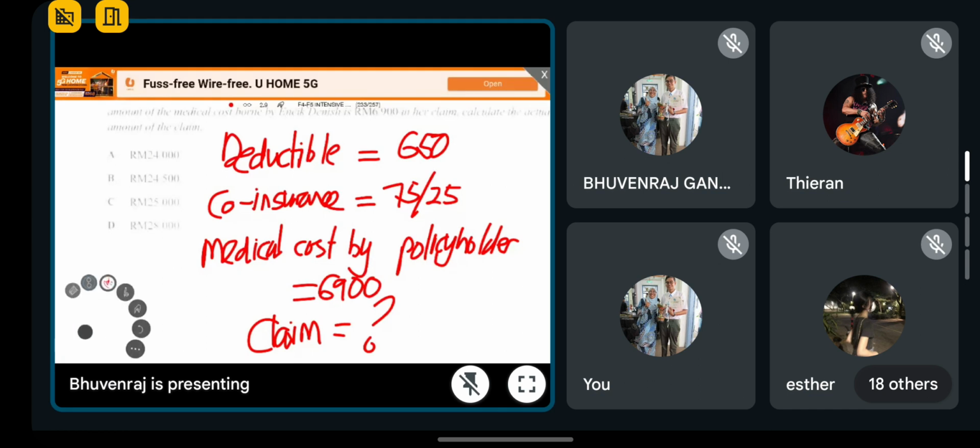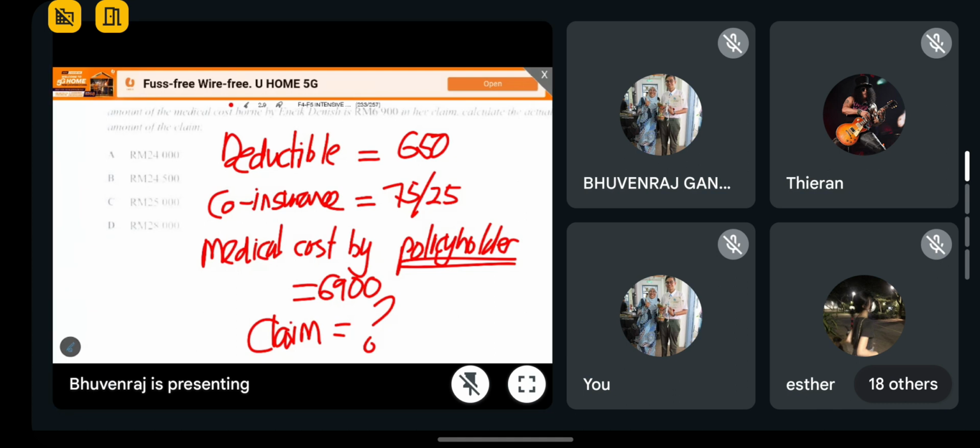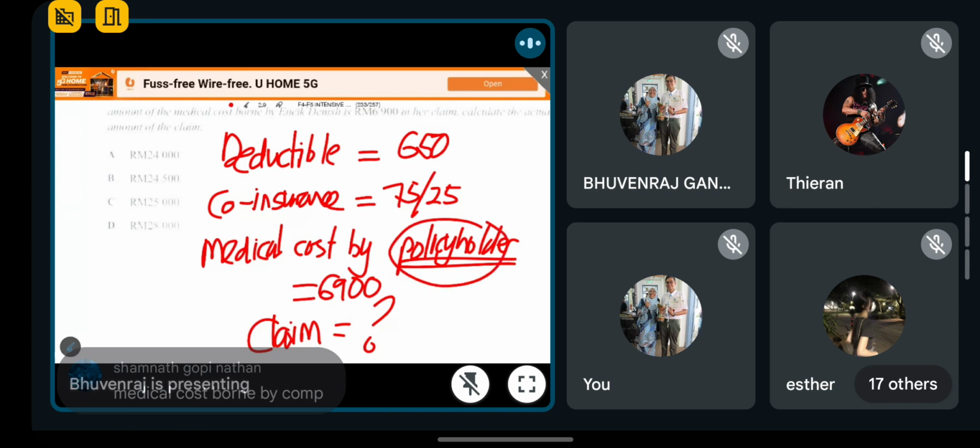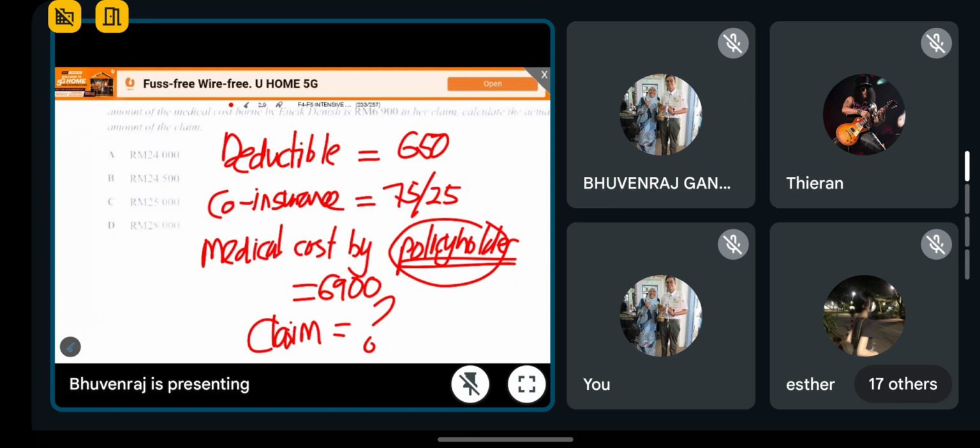Tengok kat sini, yang ni adalah kos perubatan yang dibayar oleh pemegang polisi sahaja. The medical cost by policyholder only. So what is missing here? Anyone guys? Do you all know what's missing here? I did give you a hint. They give you this one, policyholder. Part of it, but generally, the general picture. Don't look so specific. Yes, Mejun, correct. Medical costs in total. Can you see guys?